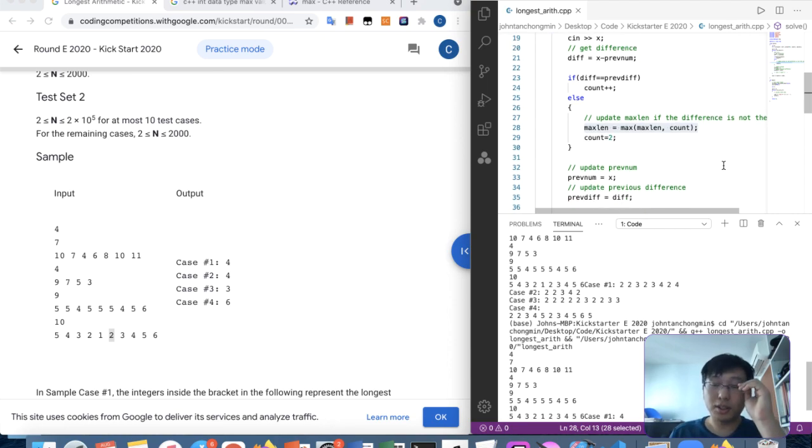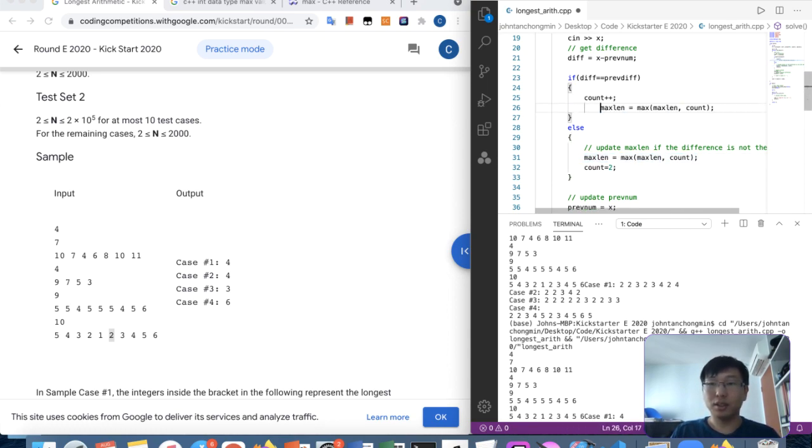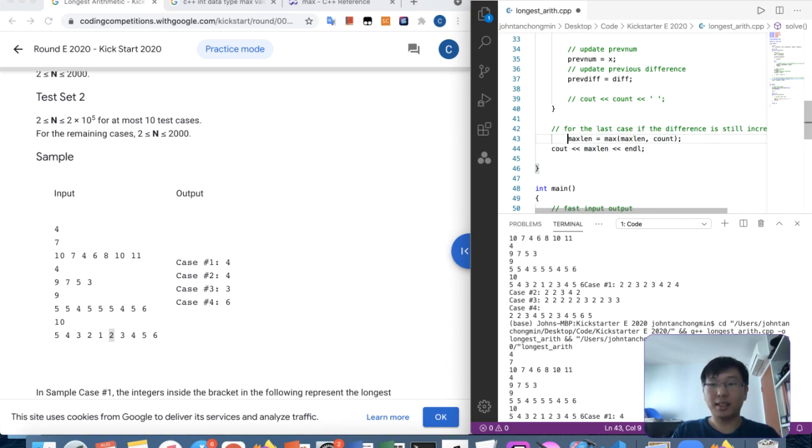Okay, but the thing is, because it still equals the previous diff, so count plus plus, maybe what I need to do here is also do this, count equals max length. Yeah, maybe I need to do this here also. Or no, just to make sure that for the last case, if the difference is still increasing, then we manually do this last max length equals max length count. Okay, I think this should work.